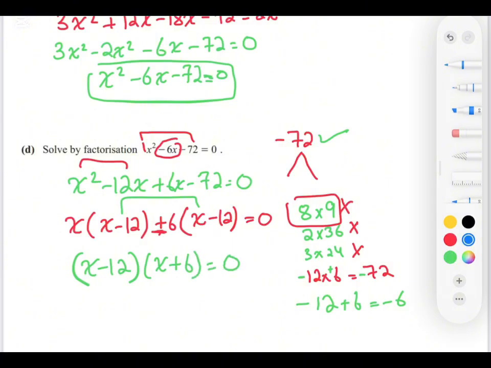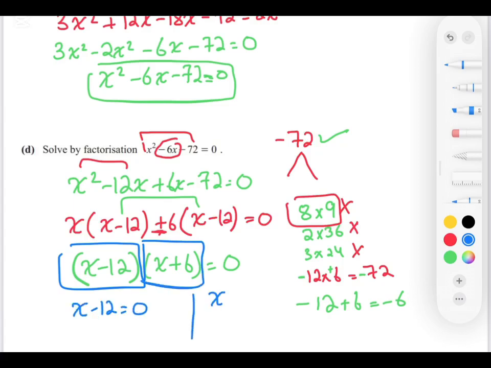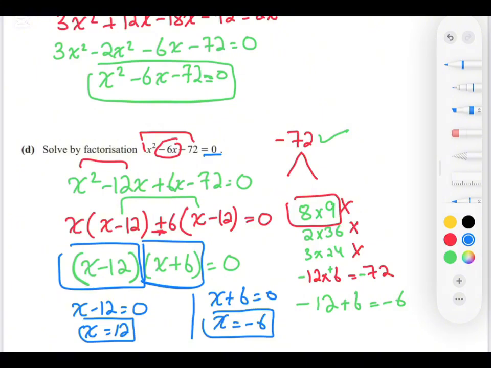Now these two factors are multiplying with each other and they are equal to 0. So I will write separately, equal to 0 for both factors. So x will be equal to 12, and the other value of x is minus 6. So this is what we need to do when the quadratic form is equal to 0. Then we have to find out the value of x. If the equation is not equal to 0, for example, this will be my final answer.